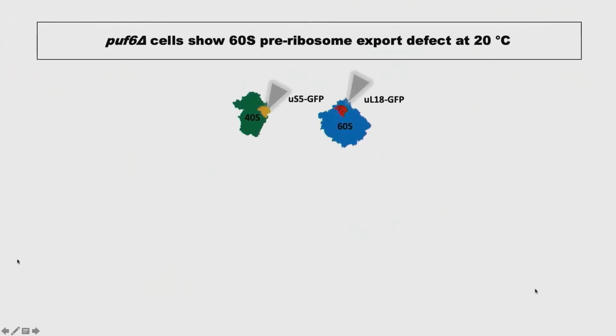Next, we wondered whether Puf6 is involved in the ribosomal pathway or maturation pathway of the large or small ribosomal subunit. We do that by GFP reporters. So the GFP is fused to either ribosomal protein of a small ribosomal subunit or large ribosomal subunit. And then if there is no ribosome assembly defect, we would see these reporters in the cytoplasm. But if there is some defect of the ribosome assembly, we would see nuclear accumulation.